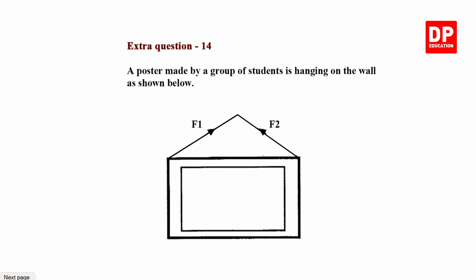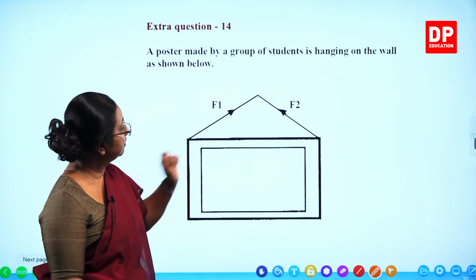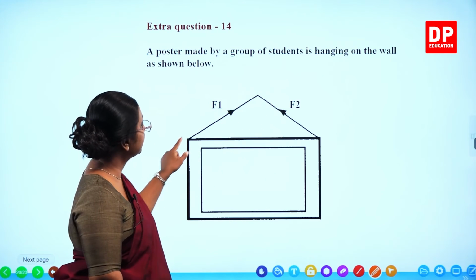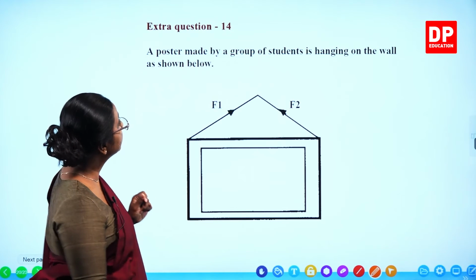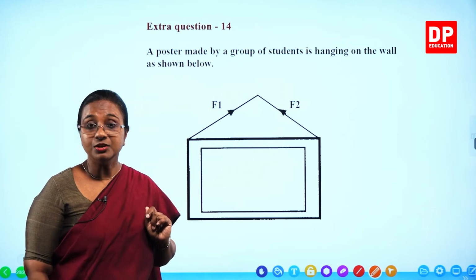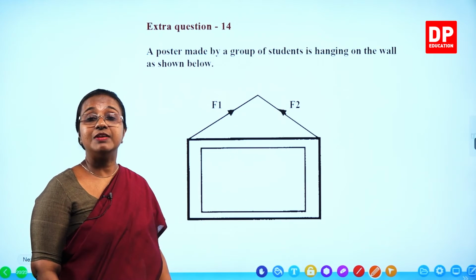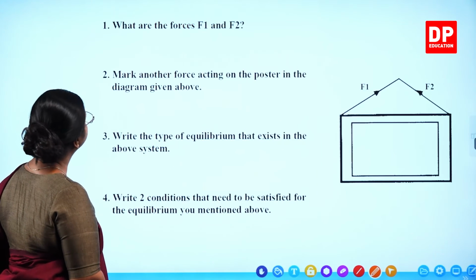Extra question 40. A poster made by a group of students is hanging on the wall as shown below. So this is a poster hanging on the wall. You can see it had been tied with two strings and the strings have been attached like that. So there are two forces F1 and F2 acting on the strings. Now we will look at the questions. From this you know the weight of the poster will always act downwards. We will look at the questions.